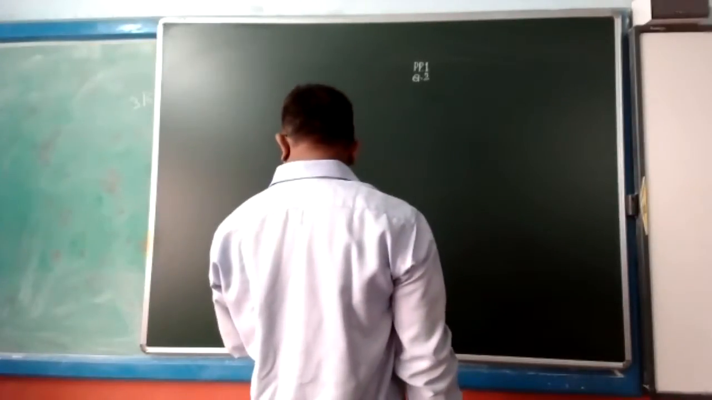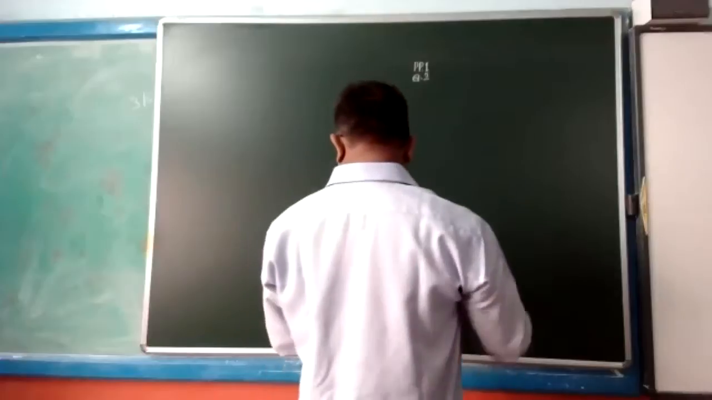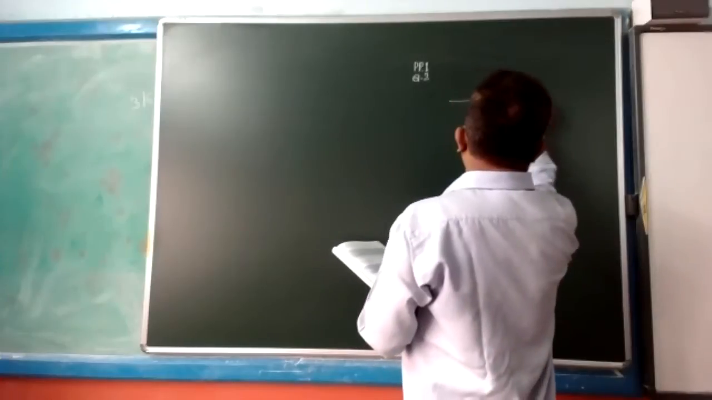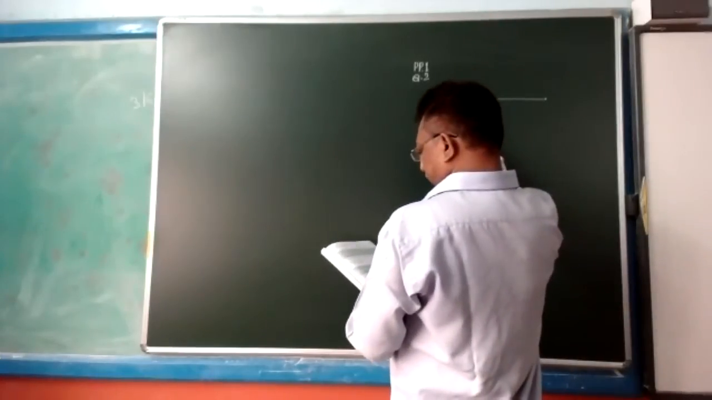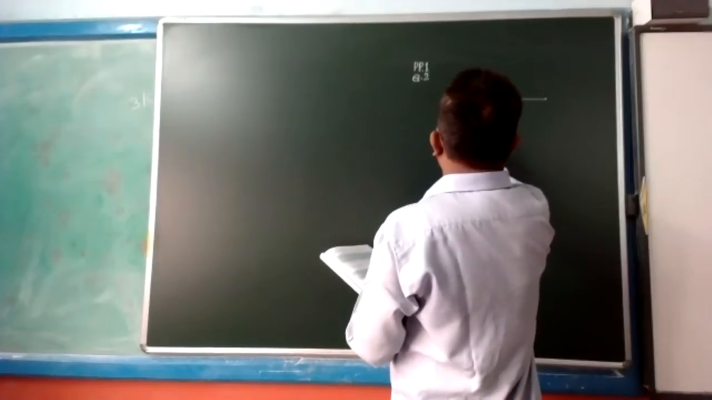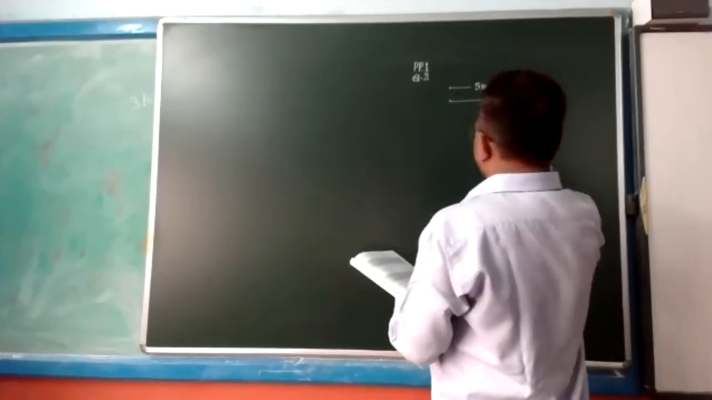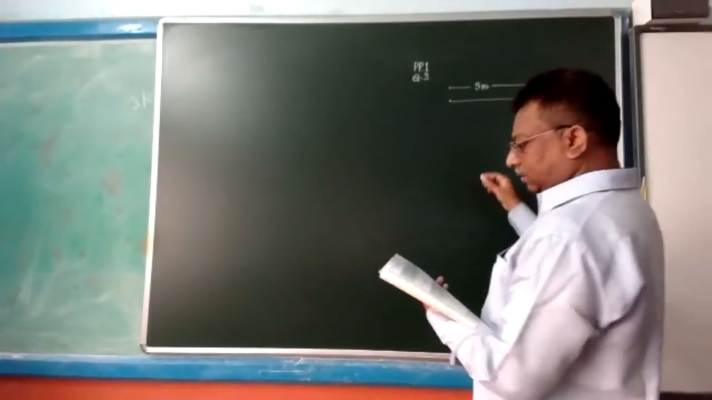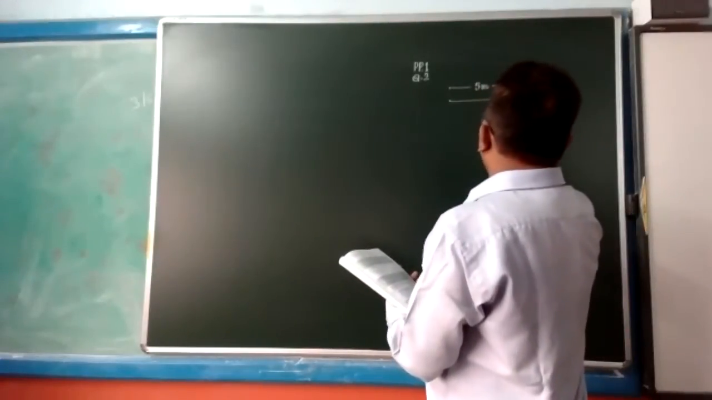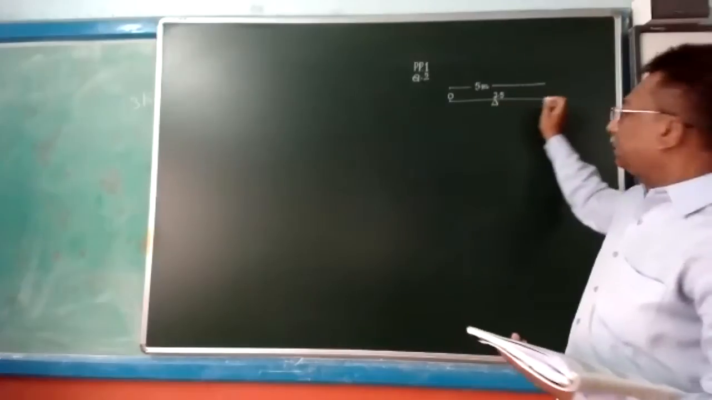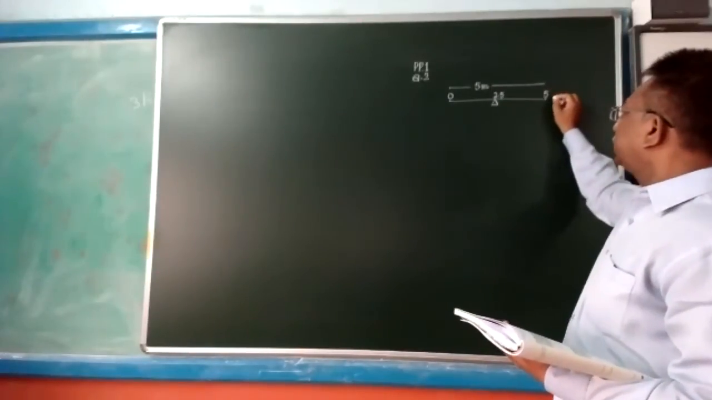A uniform seesaw is 5 meters long and it is supported at its center. This is the diagram. Its total length is 5 meters, and the position of the fulcrum is at 2.5 meter. This is 0 meter, this is 2.5 meter, and this position is 5 meter. Okay.